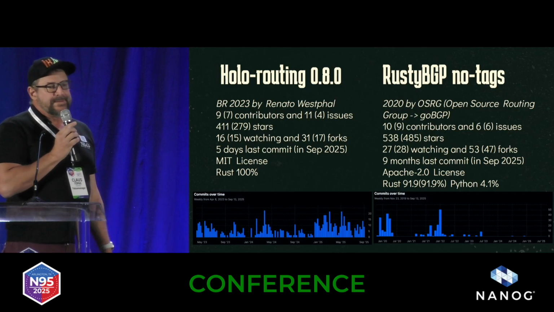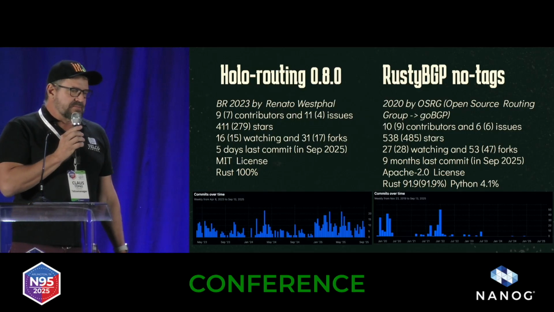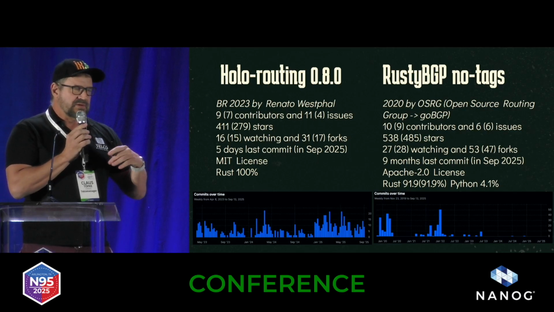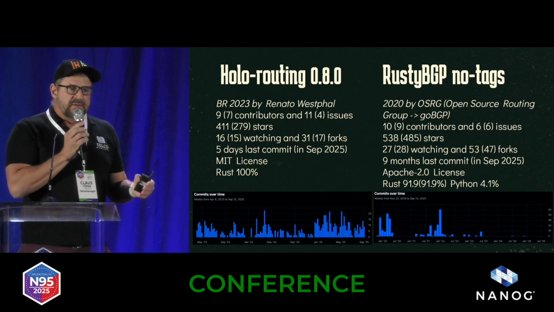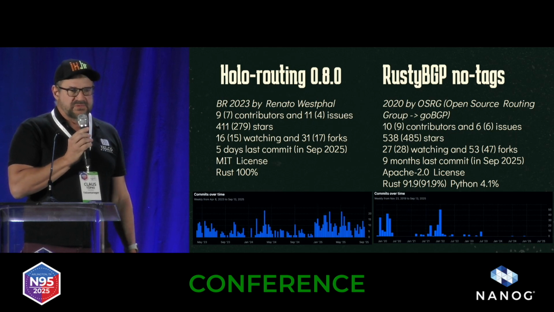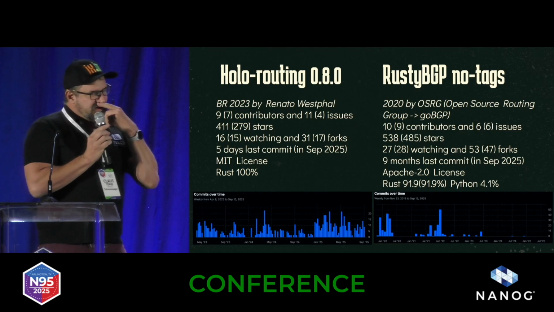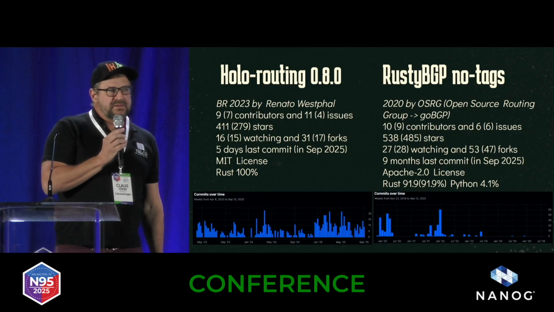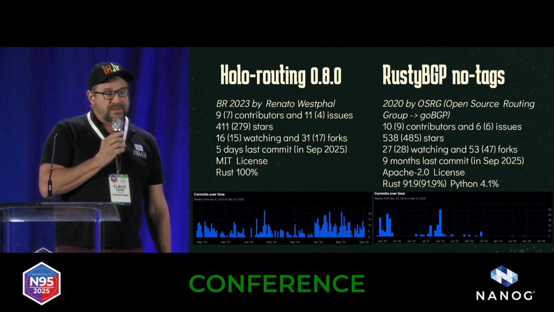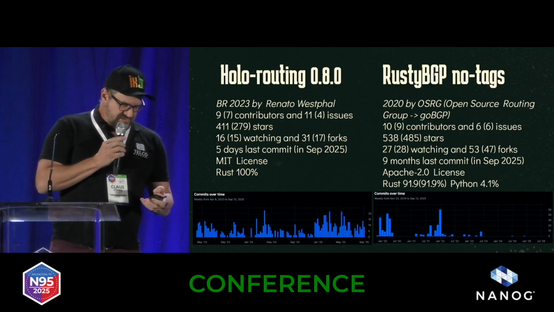So then comes RustyBGP. RustyBGP has no version and no tags, which is kind of weird. Last year I checked and there were contributions on the code, but it looks like for 9 months nobody has contributed to RustyBGP anymore. It looks like it's the same project as GoBGP, but written in Rust, to implement BGP. It's 92% Rust, the rest in Python.